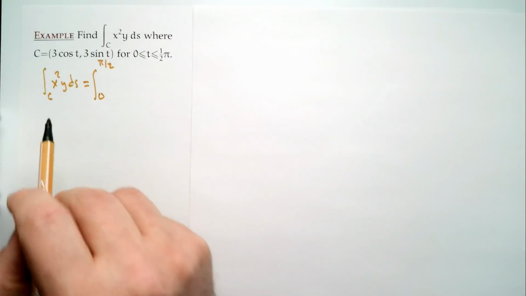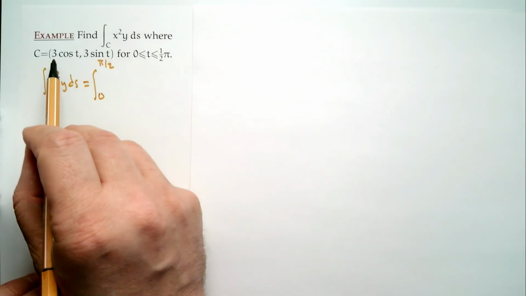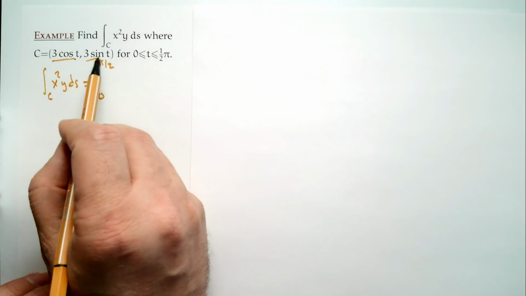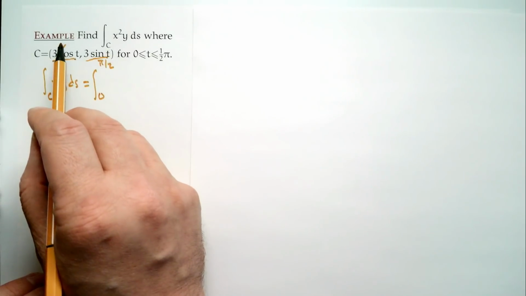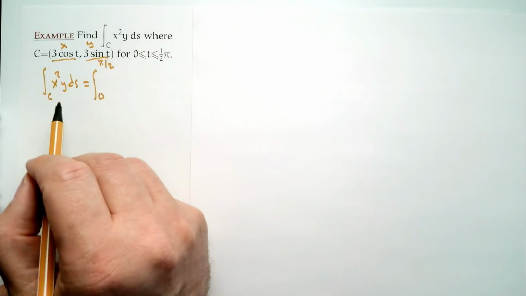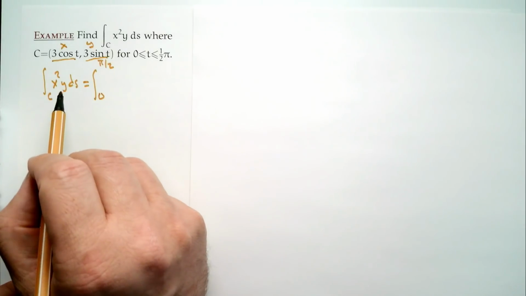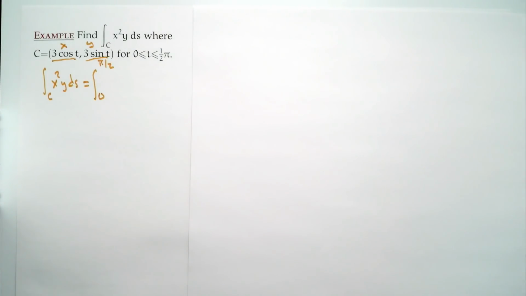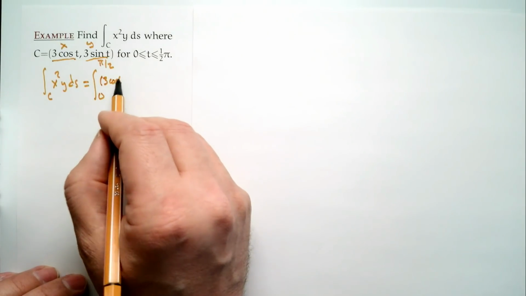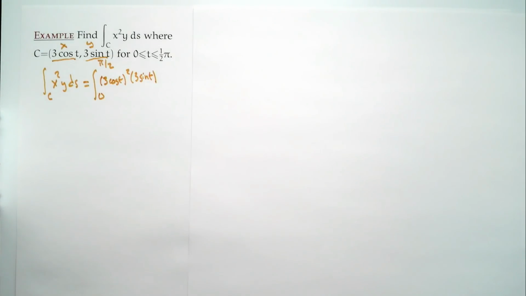So I have here something that says x squared y. Well, what do I do? Well, if you go up to c, you'll see there's a 3 cosine t, 3 sine t. So the 3 cosine t, that's the x. 3 sine t, that's the y. So everywhere I see the x, in goes 3 cosine t. Everywhere I see a y, there goes 3 sine t. So we'll have 3 cosine t squared, 3 sine t, for x squared y.